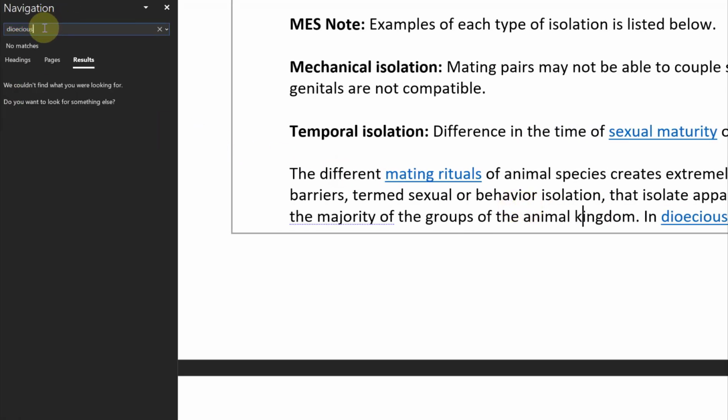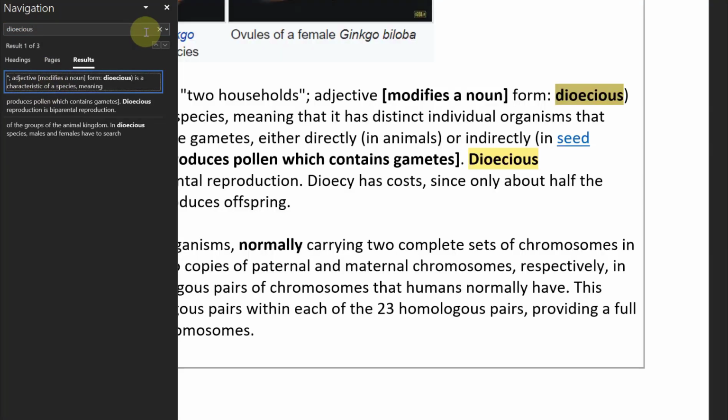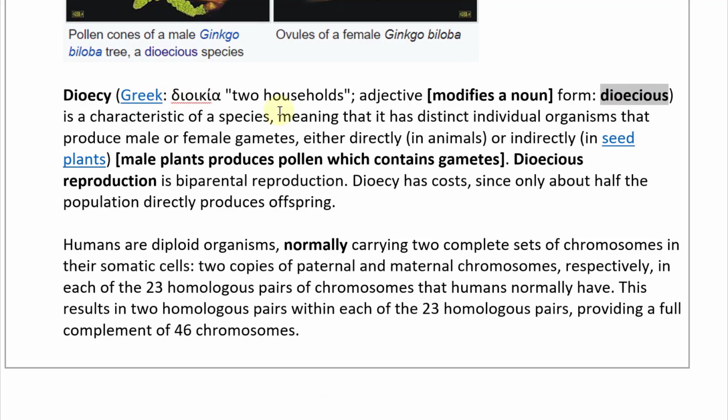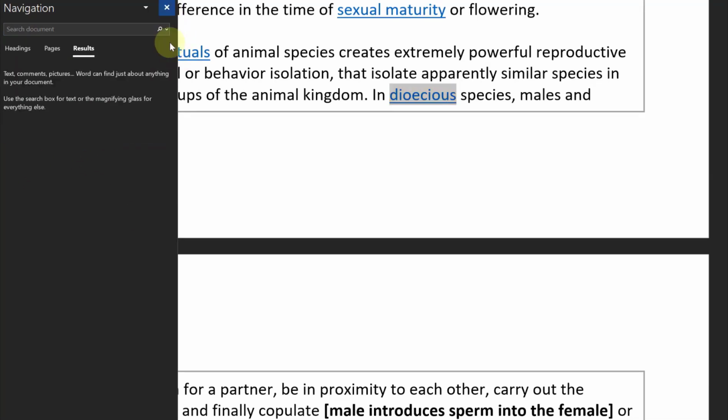Let's search dioecious. Dioecious, from Greek for two households, is a characteristic of species, meaning that it has distinct individual organisms that produce male or female gametes, either directly in animals or indirectly in seed plants. So you basically have a male or female producing male or female gametes, so sperm and egg, etc. And let's just continue back.